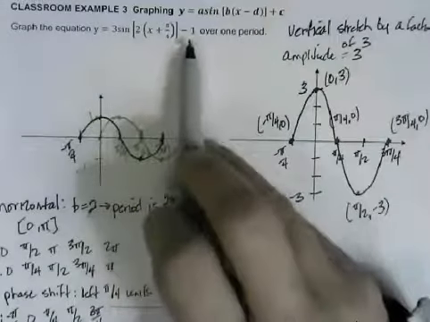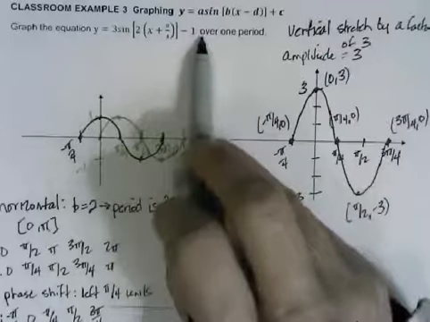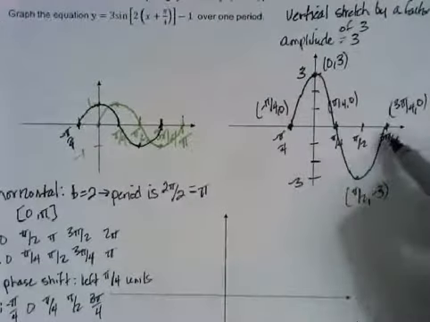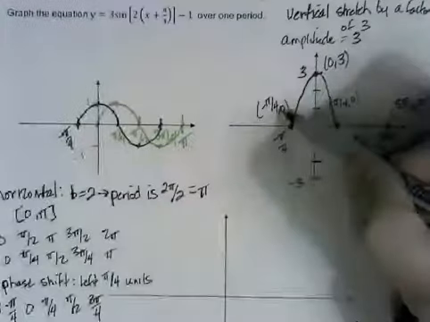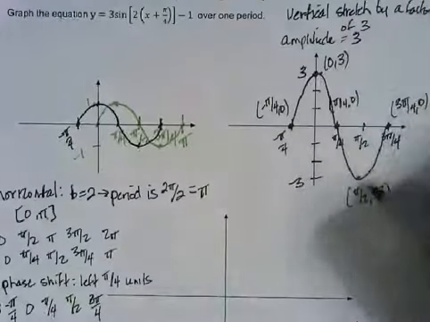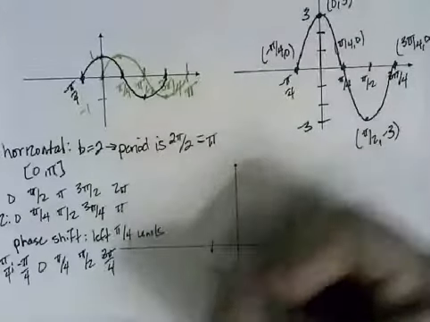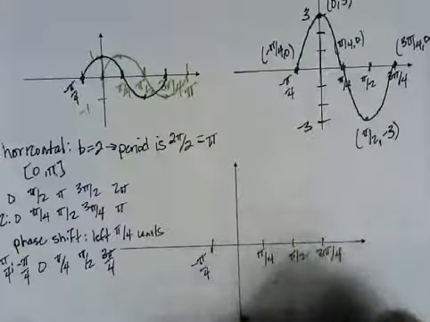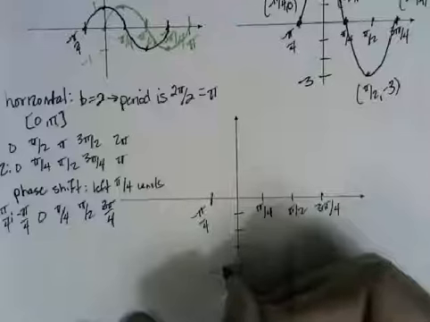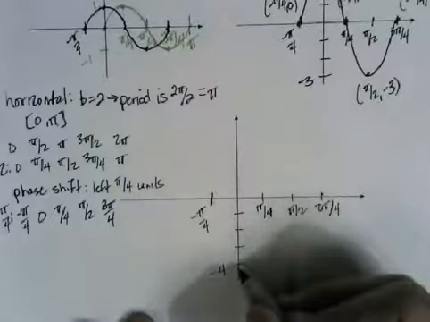The last thing that's happening here is the -1 at the end of the function. That's going to take this graph and shift everything down by 1 unit. What's going to change here is only the y values. I'm going to take each one of my y values and subtract 1. When I draw my graph down here, I want to actually go down to -4 on my y-axis. That's where my new minimum value is going to be.